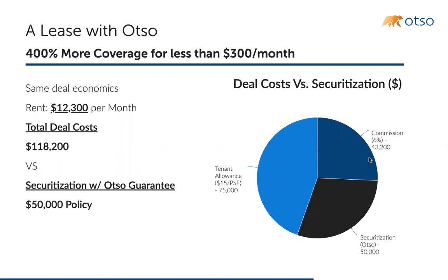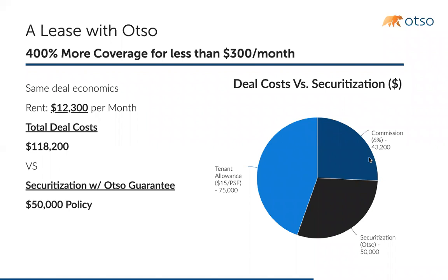Now let's talk about it from a landlord perspective. That's what this is about. Again, that deal cost the landlord 118 grand in commissions and TI to put somebody in. Well, now if there's a problem, they have a $50,000 policy. So just do the quick math on that. That's roughly 400%, a little bit over 4x coverage against default.